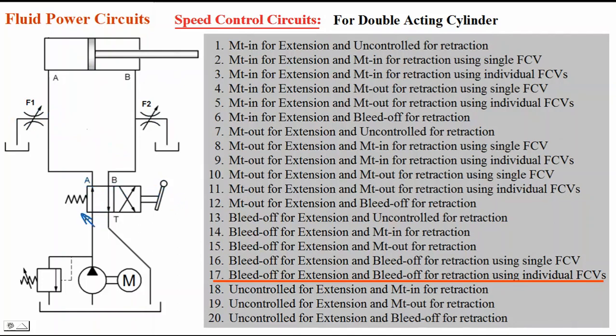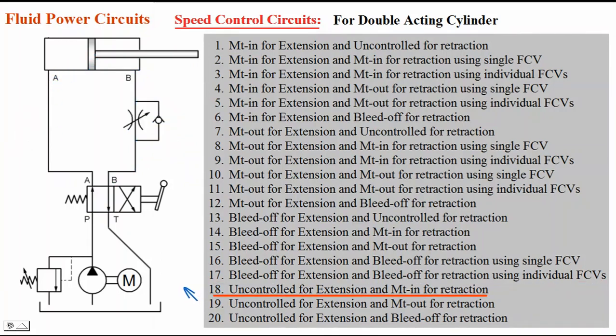In that second position, P to B, A to T connection is there. Oil flows from P to B, and it flows here like this. Again, a part of the oil is bled off here. So that's why only the remaining oil flows into the cylinder during retraction. So that's why it is bleed off for retraction also. And the next circuit is uncontrolled for extension and meter in for retraction.